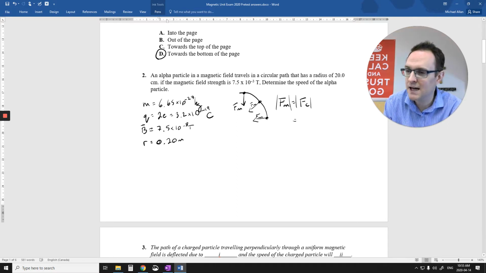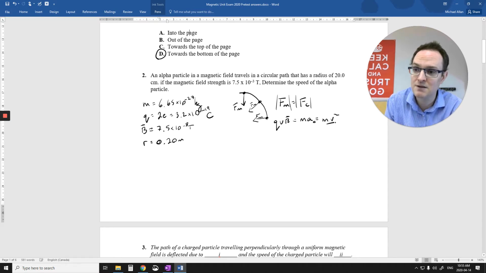To calculate the magnetic force, we go QVB. The reason we use that formula is because it's a free moving particle, it's not a wire or anything. We only use the ILB formula if it's a length of wire. In this case, it's the moving charge. We're trying to find the speed anyway, so there's the V in that formula. And centripetal force is M times A, centripetal acceleration here, so that's going to be M times V squared over R.